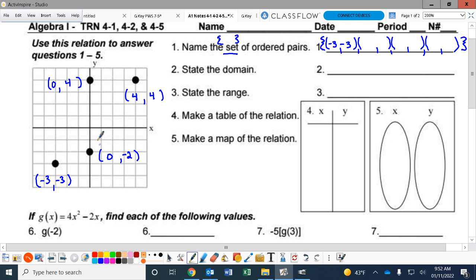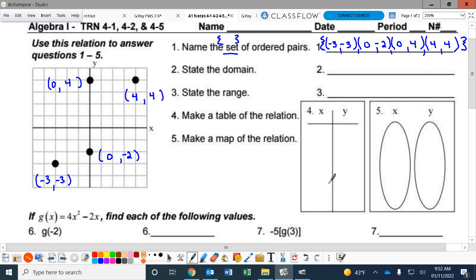We have the same x for both the next ones. It's going to be 0 and 0. Because they both have a 0, then you put the y's in order from least to greatest. So which y would go first? 0, -2, and then the 0, 4. And the only point we have left is the 4, 4.